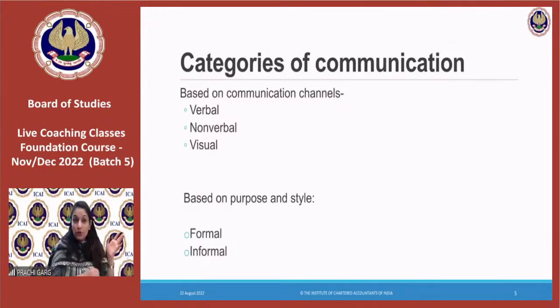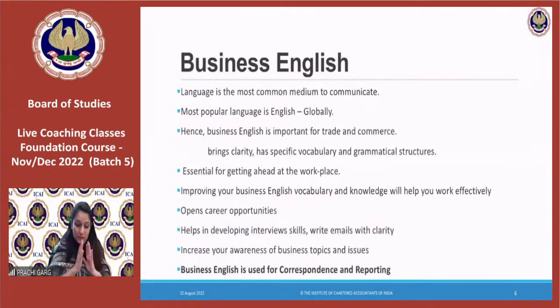If you want to know where I am according to the study material, I am going from page number 1.2 to 1.3. So if you see, I'm moving in sequence so that no topic is missed. Now let's talk about business communication or business English. English is one language that is used globally. Most people understand English, which helps you to communicate within your country and internationally as well.